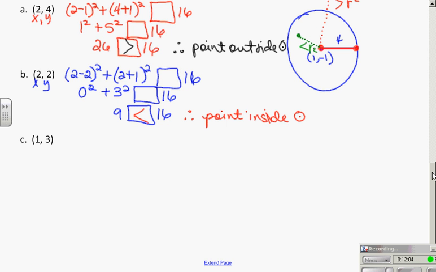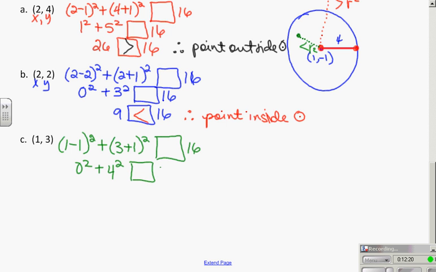And our last example, if I have (1 minus 1) quantity squared plus (3 plus 1) quantity squared, how does that compare to 16? 0 squared plus 4 squared compared to 16. And that, as you would expect, is equal. Therefore, my point is on my circle.